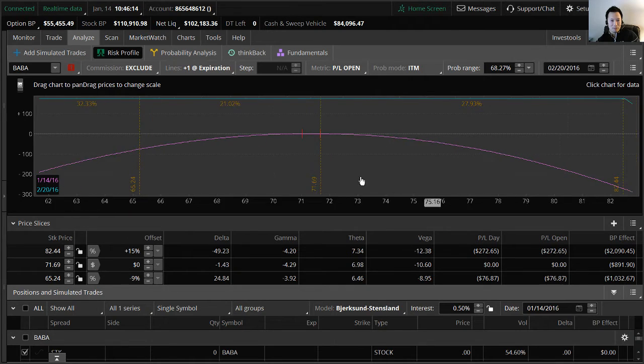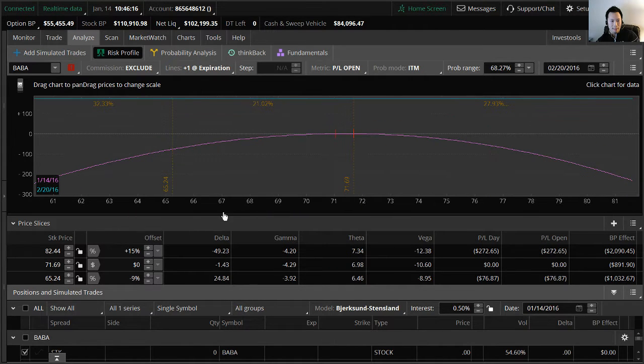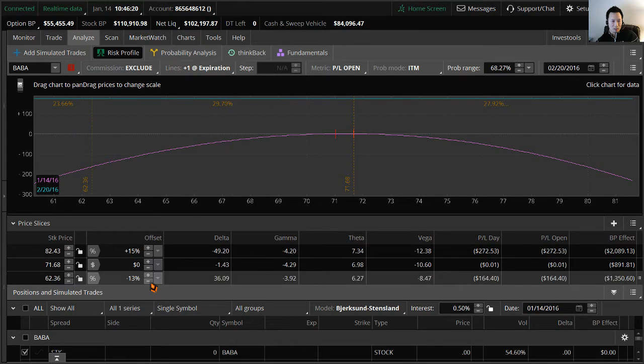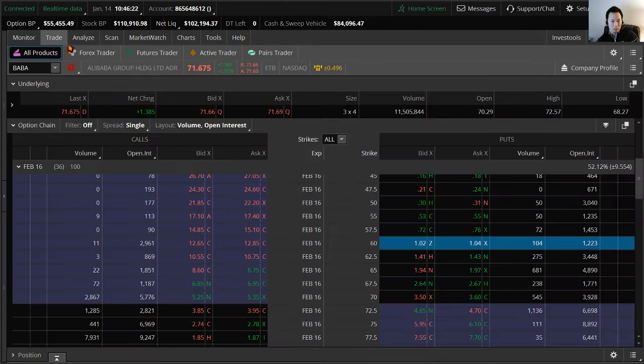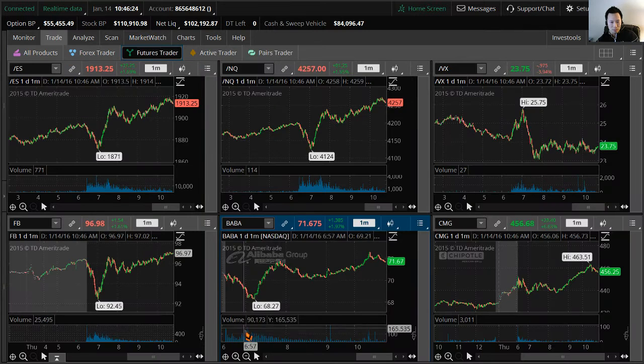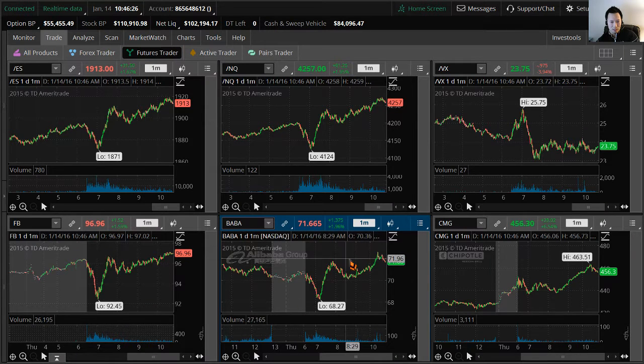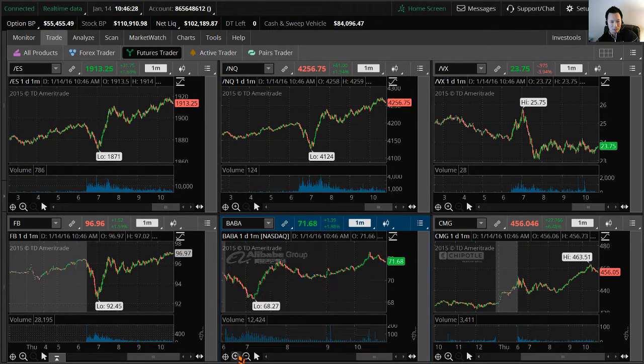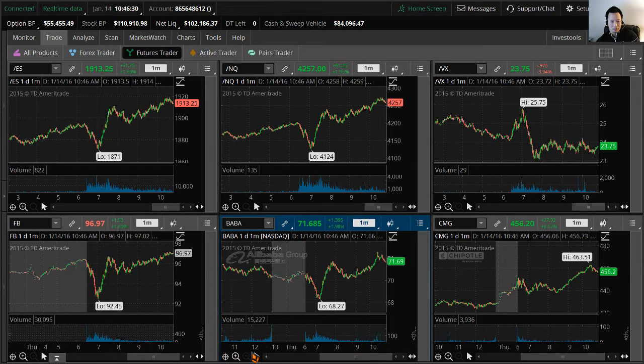So I have plenty of wiggle room right now for BABA to move around. And I want to make sure BABA is still behaving normally. I just like to check and see what it's doing in the intraday, so I don't catch it in some kind of all of a sudden. The markets move so fast these days. If you don't pay attention, something could move and tank in a couple minutes, and you're not paying attention.